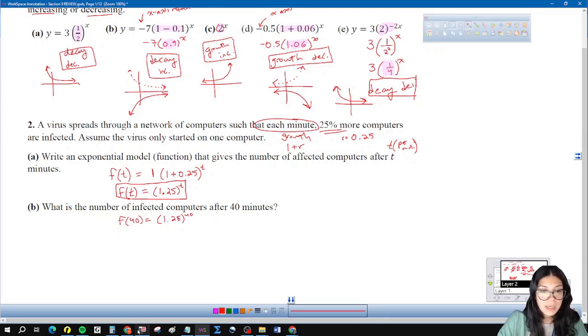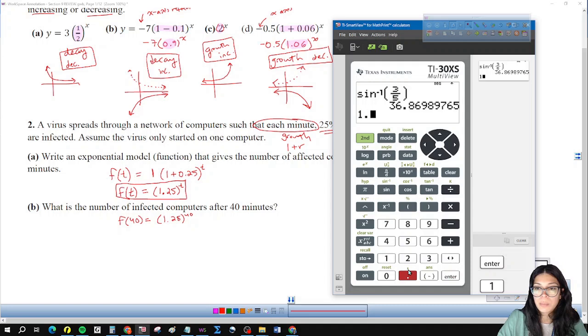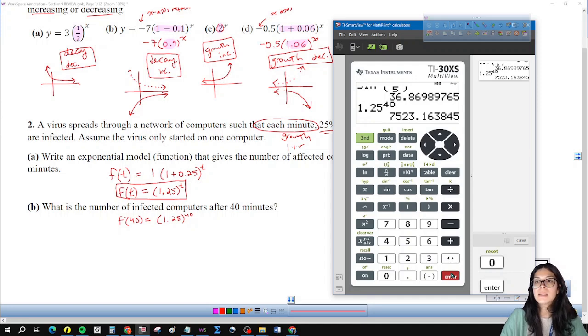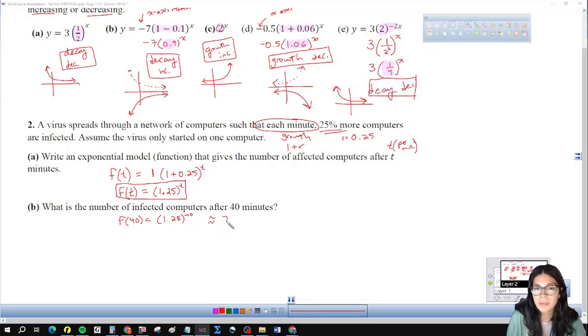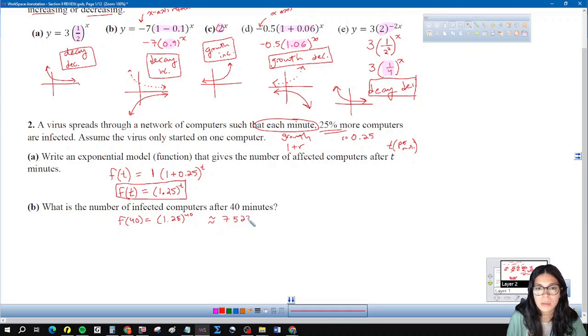So I would use my calculator, and I put 1.25, and I raise that to the power of 40, and we get 7,523. Now this is computers, so I will use whole computers. I'm not going to use a decimal, right, because there's not like 0.16 of a computer. So it's roughly about 7,523 computers are infected after 40 minutes. Wow, that's a lot of computers.